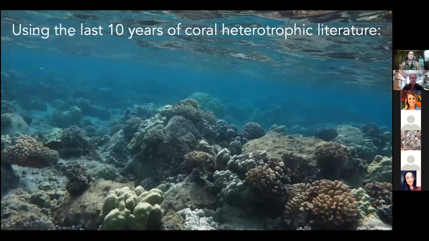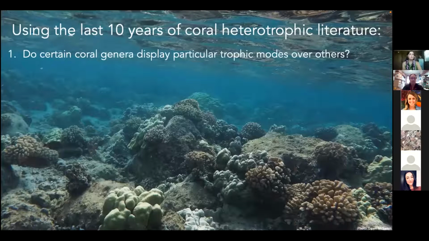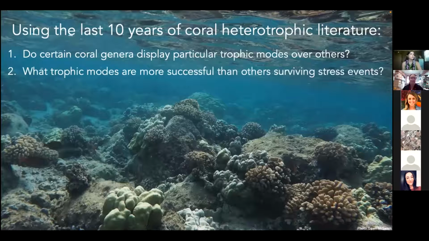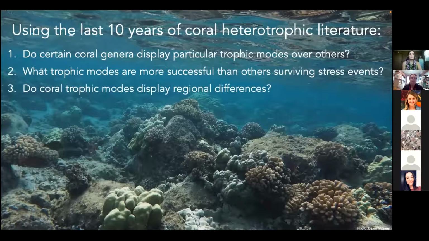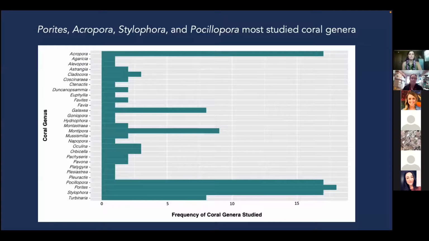All right, like I just said, the meta-analysis, so I did a separate manual analysis of literature using the last 10 years of research. To remind you what those questions were: 1, do certain coral genera display particular trophic modes over others? 2, what trophic modes are more successful than others at surviving stress events? And 3, do coral trophic modes display regional differences?